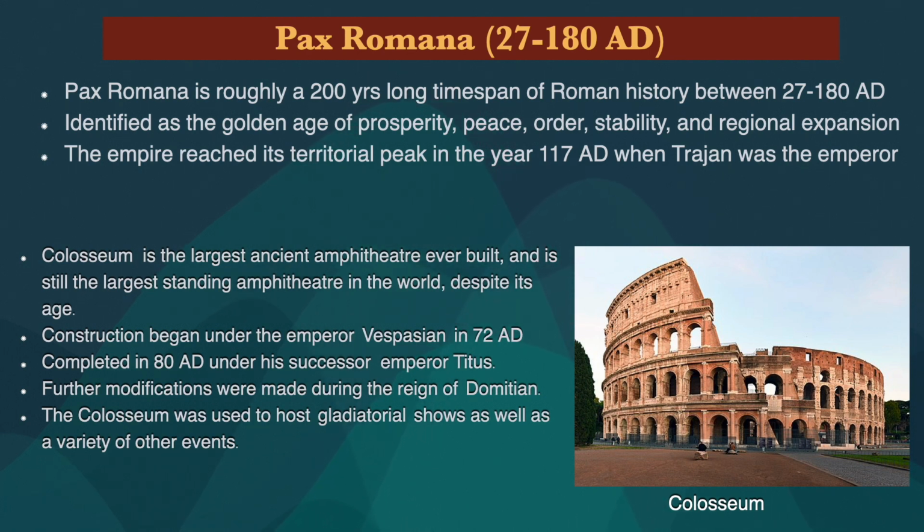Many architectural masterpieces were built. The world-famous Colosseum was constructed between 72 and 80 AD. It is the largest amphitheater ever built and is still the largest standing amphitheater in the world. Pax Romana was truly the golden period of the Roman Empire.